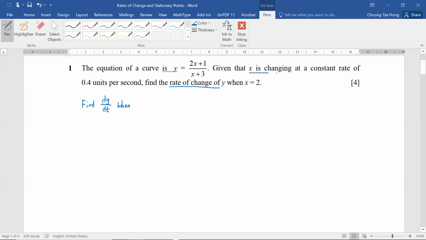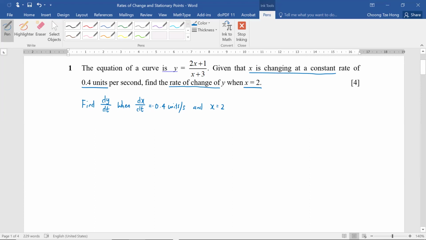Then following this, we write down the info that is given to us. They say that x is changing at a constant rate of 0.4 units per second, so what they have given us is dx over dt, which is 0.4 units per second. They want us to find dy dt at the instant where x is equal to 2. So I recommend that you summarize the entire question in one statement, so it's very clear what you need to find and what info is given to you.